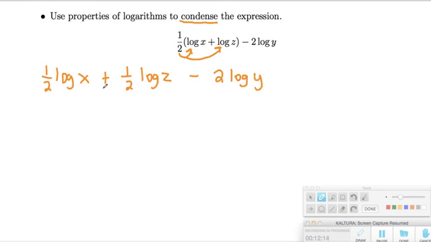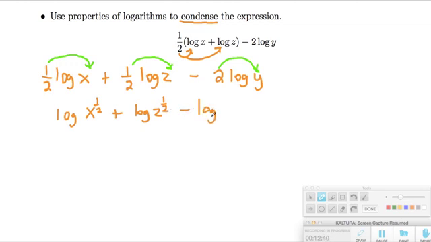Now what we can do at this point is we can pull the powers up. That can be our next step. So this becomes x to the power 1/2, this becomes z to the power 1/2, and this becomes a y squared. So when we rewrite all of that, we've got log of x to the 1/2 plus log of z to the 1/2 minus log of y squared.